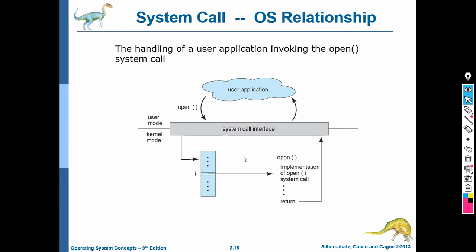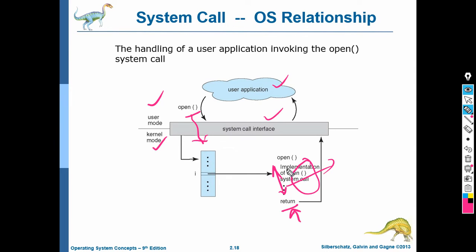The handling of a user application invoking the open system call. You can see that between the user mode and the kernel mode, you have a system call interface. So the user application will invoke the respective system call, and this system call interface will help you handle all such commands, and whatever services it is going to provide are performed and then returned.